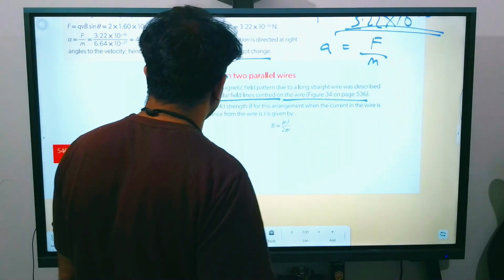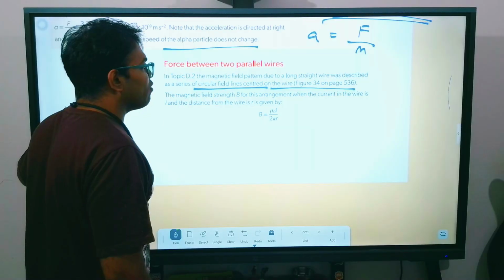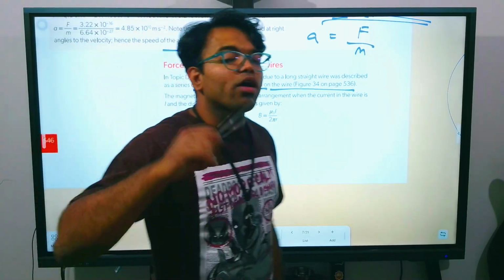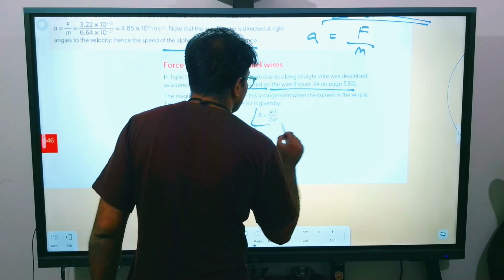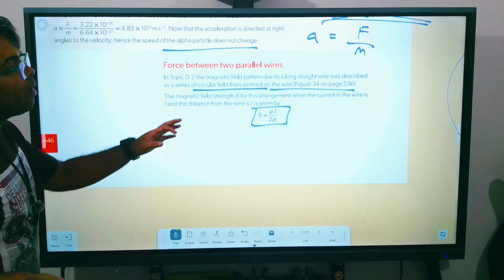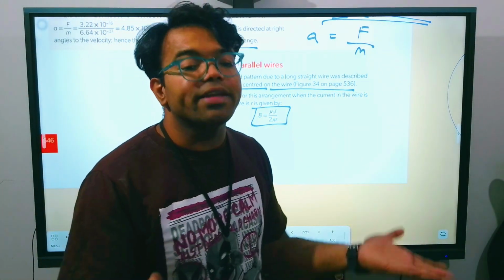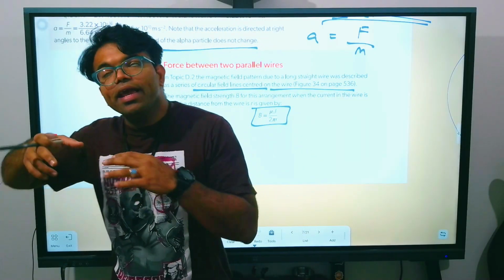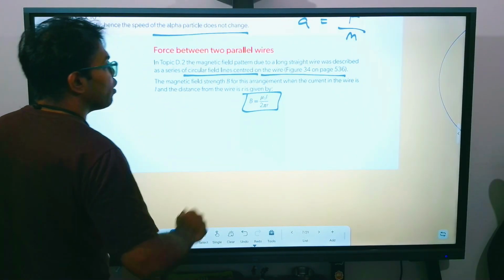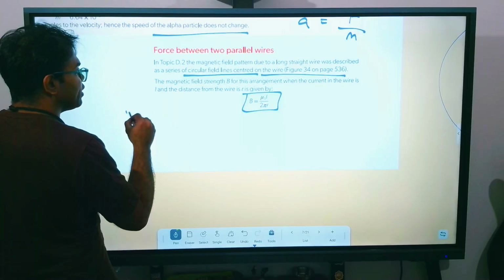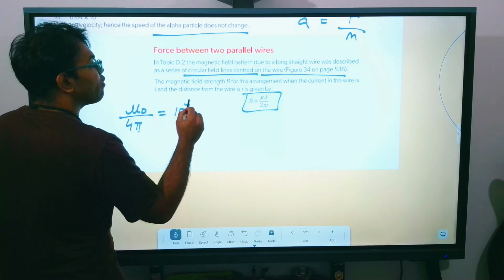Understood? So the magnetic field strength B for the arrangement when the current is in the wire is given as mu naught I upon 2 pi r. Okay, you don't have to derive this. Now, mu naught is what? It is the permeability, the ability to basically make the magnetic fields flow through the medium. Okay, that is known as mu naught. But we already know that mu naught upon 4 pi is what? 10 to the power of minus 7.